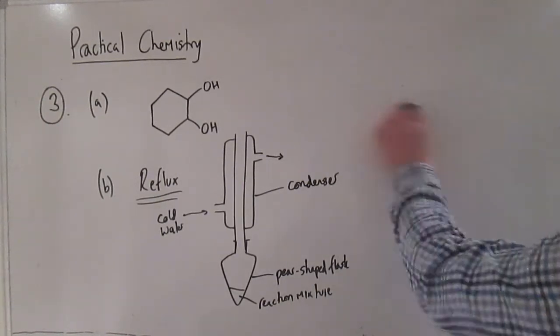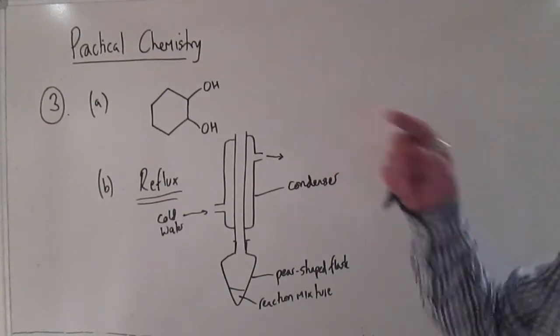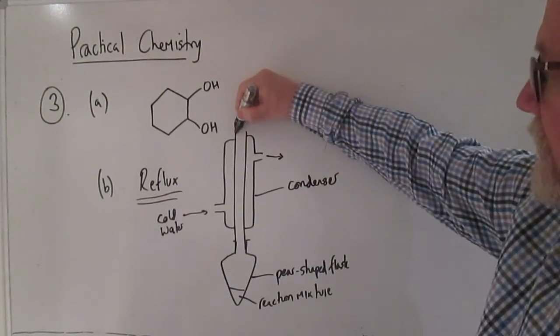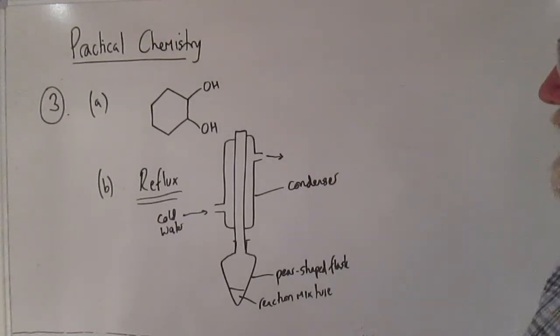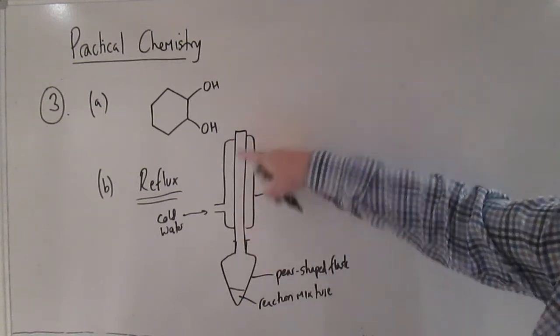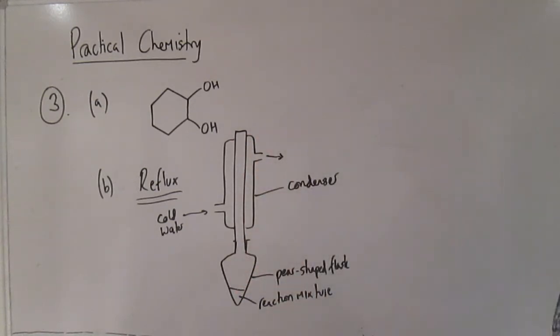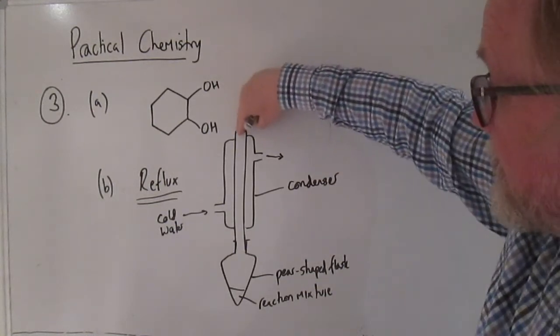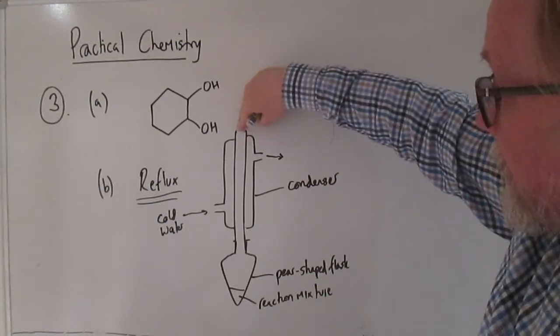And at the top, the condenser is open to the air. If it wasn't, so if you had it closed off there, then of course what would happen when you started heating is that the pressure inside would build up and it would at some point explode. So you have to have it open to the air at the top like that.